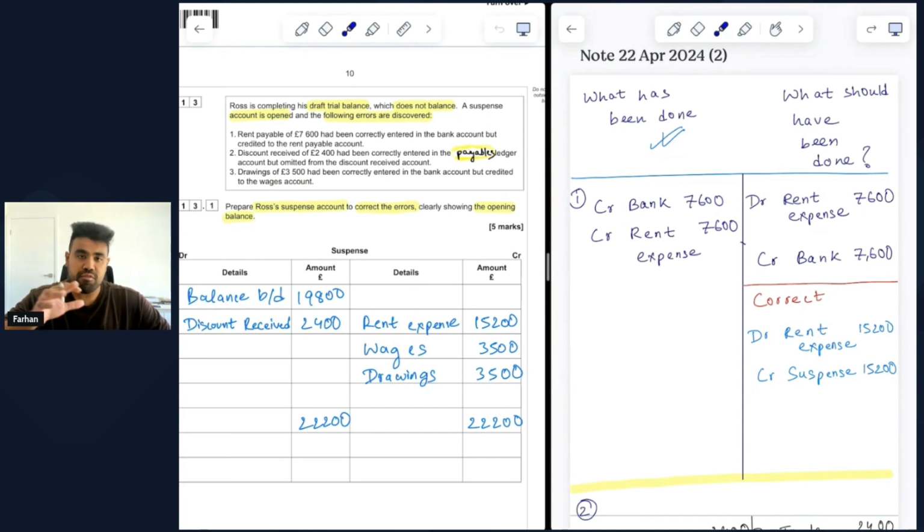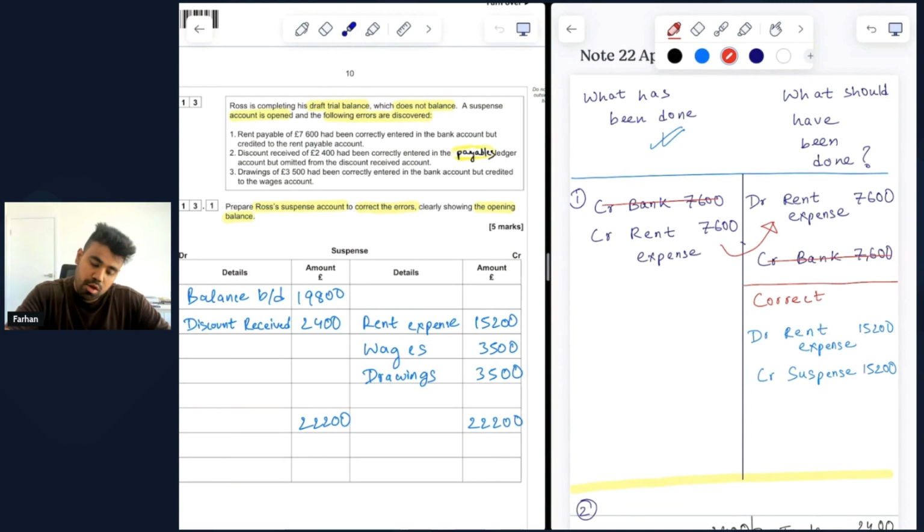All right, so how do we fix it? So how do we go from here? So the way to correct is also what I have shown here. You can see in red. So if you want to go from here to here, you can see the bank has been correctly recorded. So we can cancel out the bank to begin with. So that is not our concern, as we do not have to fix that. But when you look into the rent expense, to go from a credit rent expense to a net value of £7,600 for debit rent expense, we have to debit the rent expense by £15,200 instead.